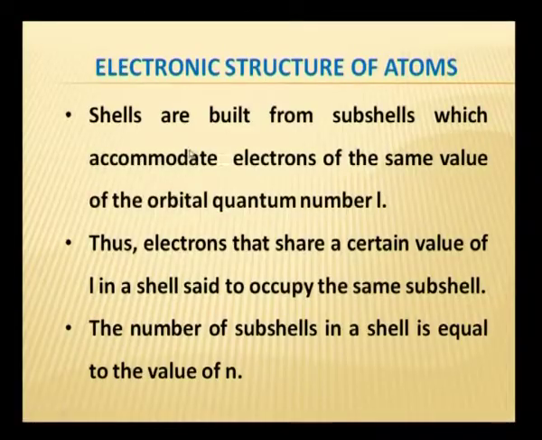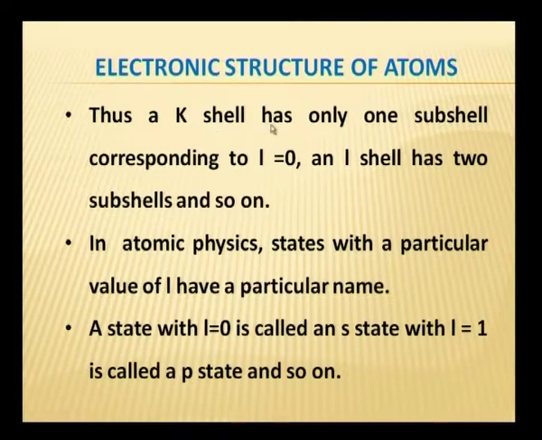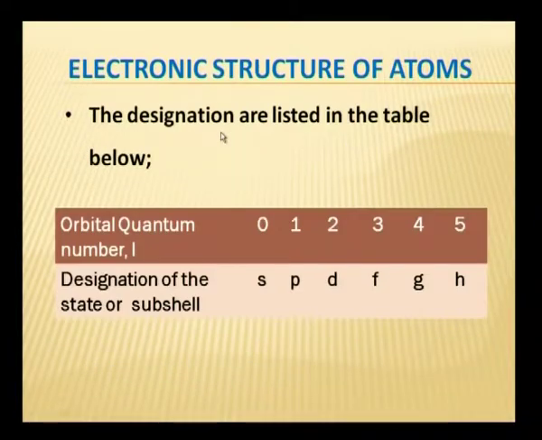The shells are built from subshells, which are designated by the letter L. Let us take the K shell. The main shell and the subshell are one and the same. There is only one shell. N equal to 1 means the subshell and the main shell are the same. Whereas if you go to the L shell, then the L shell will have 2 subshells. The subshells are designated by the letters S, P, D, F.